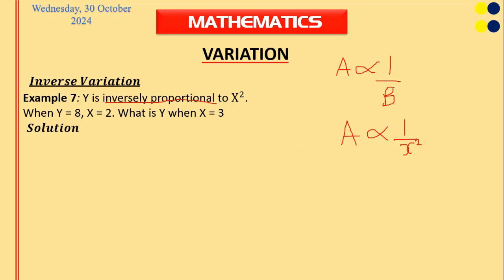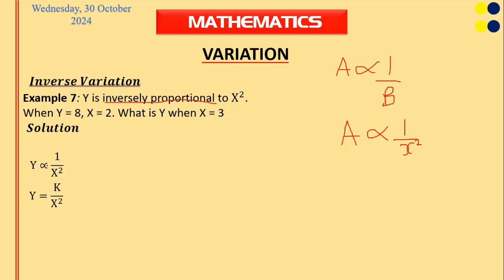Okay, we need to take note of that mode of interpretation. So that being said, look at this question. Y is inversely proportional to x squared. So if y is inversely proportional to x squared, we know what to do. We want to change it from the variation form to the equation form.